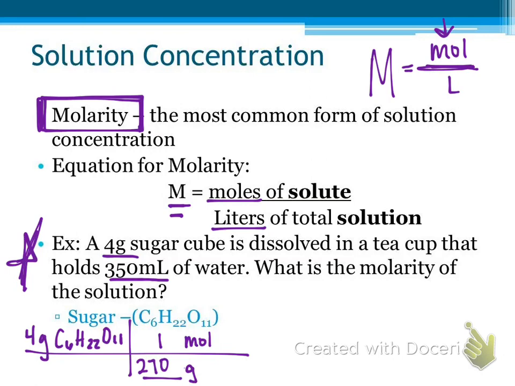How do I get from grams to moles? Do I multiply? Do I divide? Do I add? Divide by molar mass. So I multiply across the whole top, divide by the whole bottom. That gives me 0.0148 moles, right? And again, I'm not so big with significant figures.